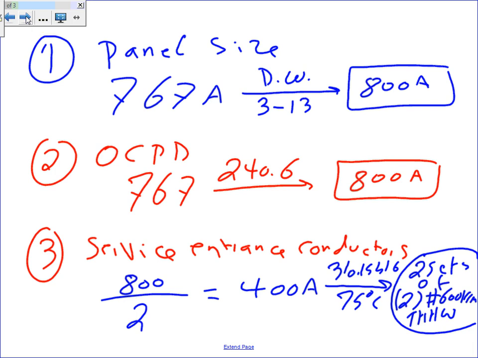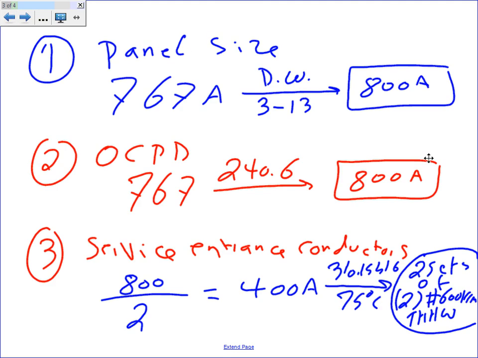Okay, the neutral. Any questions, guys, about the phases? These are the two hots. Now, the neutral, we're going to derate the neutral. I don't know what the calculation for it is, but I'm going to derate based on the 200 amp. Assuming everything here is going to be neutral, guys, here's what I'm going to do.